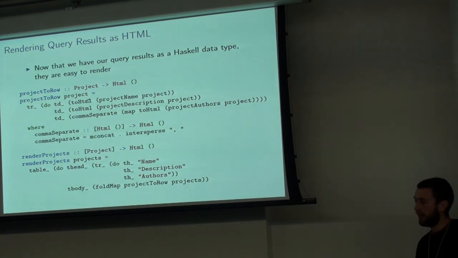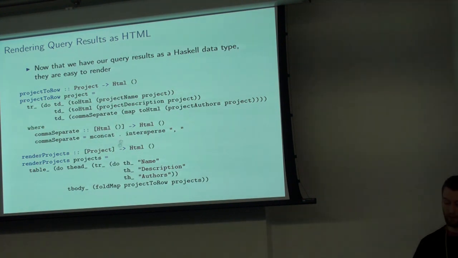So toHtml is going to do that escaping and make sure that we don't accidentally inject HTML into this document. And to perform comma separation, I take the list of project authors, turn each one of these project authors into HTML, and then I can use intersperse, a function that just puts this element between every element of the list. So that's just going to put commas between every single one of these project authors. And mconcat then collapses that list of HTML fragments down into a single HTML fragment. So that's very much like concat for lists, except we kind of collapse with a bit more structure.